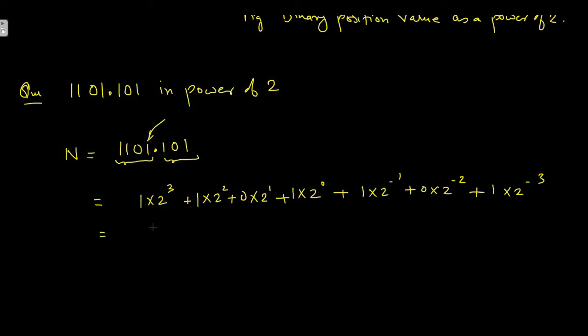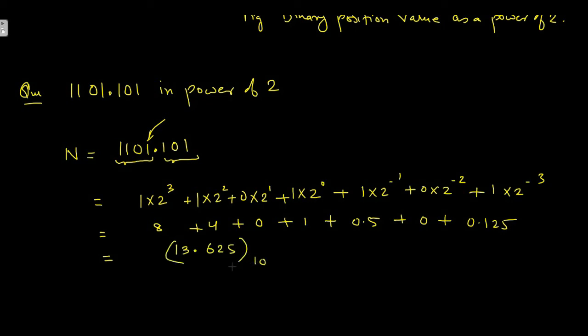So we get 2 to power 3 is 8 plus 4 plus 0 plus 1 plus 0.5 plus 0 plus 0.125. After adding we get 13.625. This is in decimal number. So we can first write a binary number as a power of 2 and we get the decimal equivalent of this binary number.